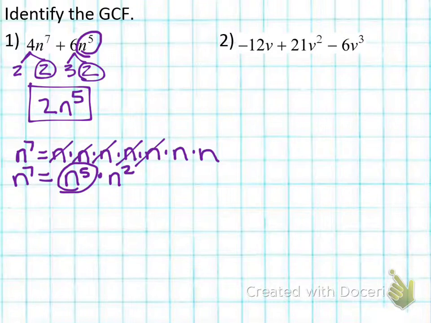Okay, so moving on to number 2 now. If I factor, and when it asks you just to identify the GCF, this is all you would put as your answer.